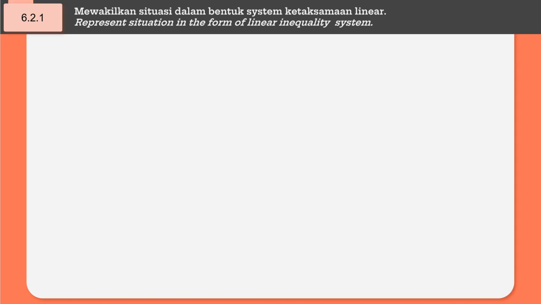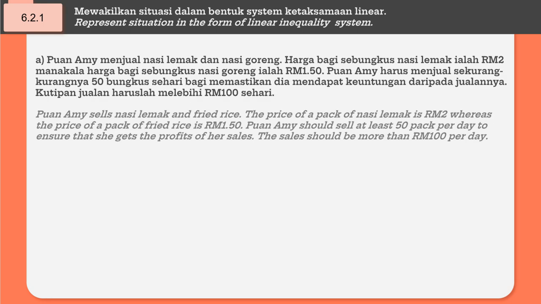Okay, so represent the situation in the form of a linear inequality system, 6.2.1. Look at the situation here. Puan Amy sells nasi lemak and fried rice. So here we have the variables. I take the first one as x for nasi lemak, and then fried rice will be the y variable. The price of nasi lemak is RM2, whereas the price of a pack of fried rice is RM1.50. Puan Amy should sell at least 50 packs per day.